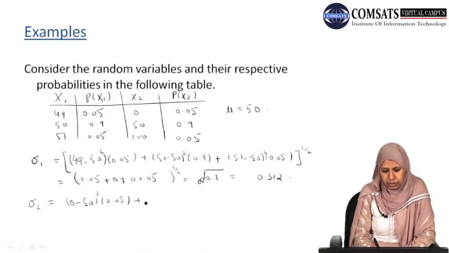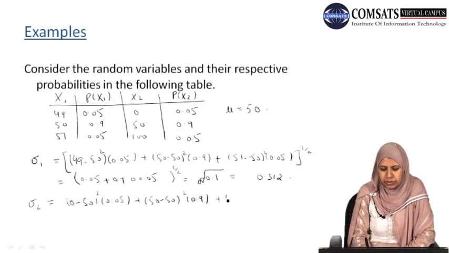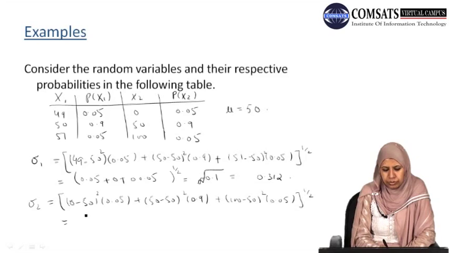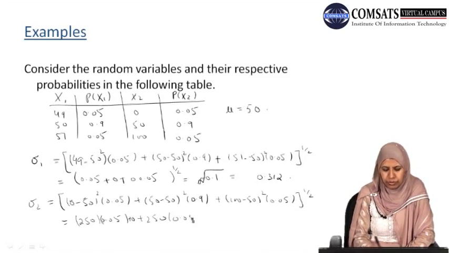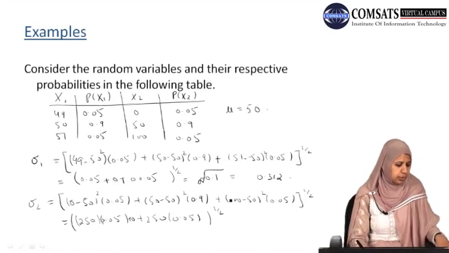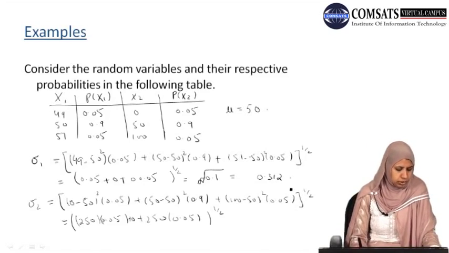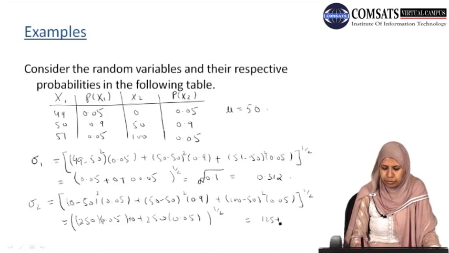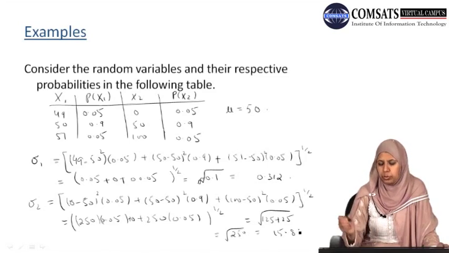And the standard deviation for our random variable x2 will be equal to (0 minus 50) square into 0.05 plus (50 minus 50) square into the respective probability plus (100 minus 50) square into the respective probability, whole to the power 1 by 2, which is equal to 50 square, that is 2500 into 0.05, plus 0 plus 2500 into 0.05, whole to the power 1 by 2, which is equal to 125 plus 125 under root, and 250 under root is 15.81.